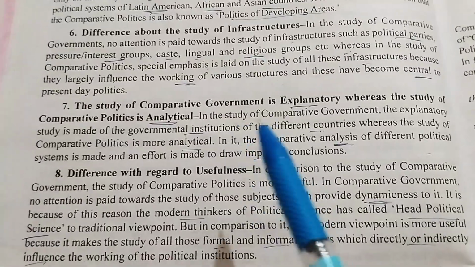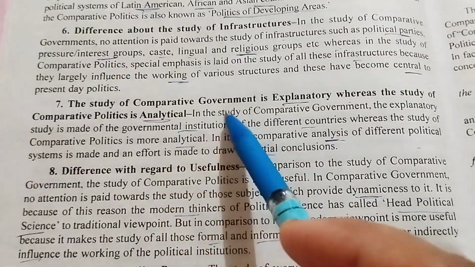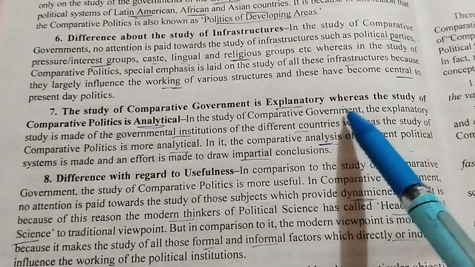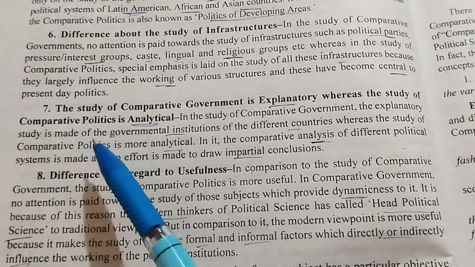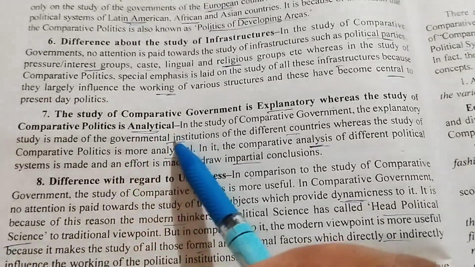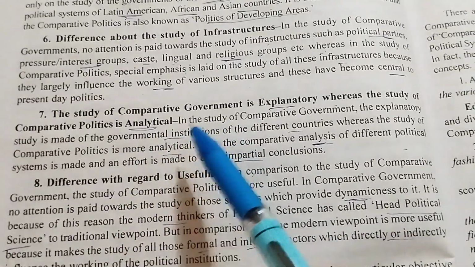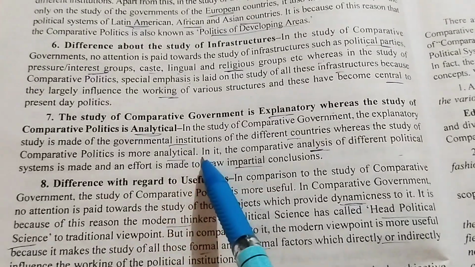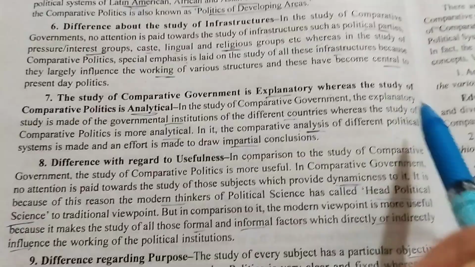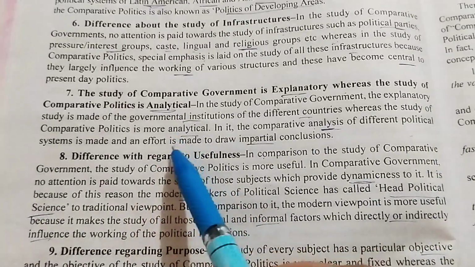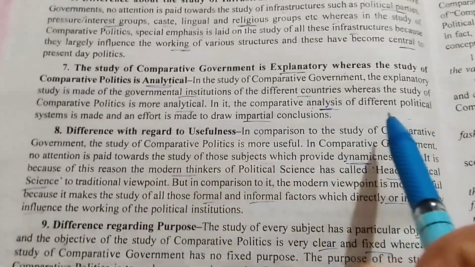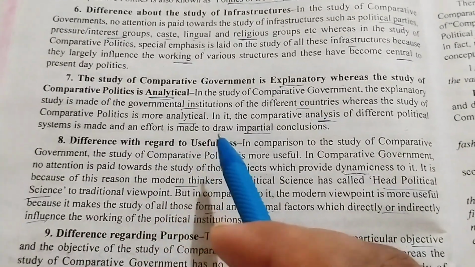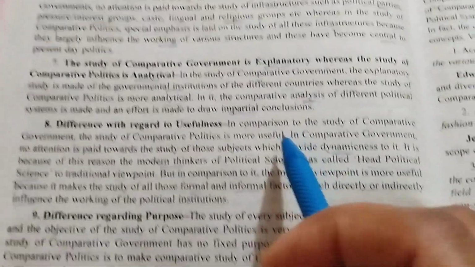Now, the next difference: the study of comparative government is explanatory, while the study of comparative politics is analytical. In comparative government, an explanatory study is made of the government institutions of different countries. The study of comparative politics is more analytical. In it, a comparative analysis of different political systems is made and an effort is made to draw impartial conclusions.